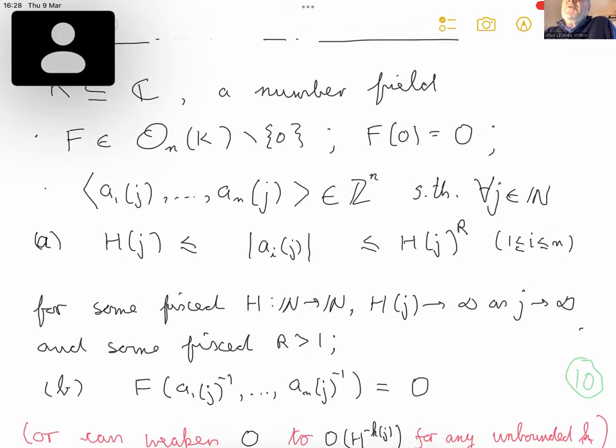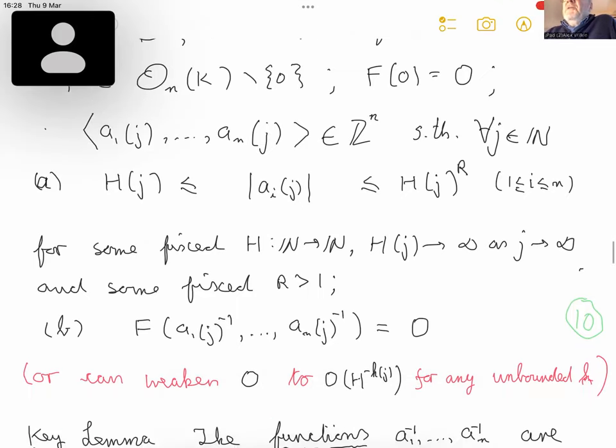Okay, now suppose we have a sequence of integer n-tuples, a1j up to anj, and suppose that there's some function h of j mapping natural numbers to natural numbers, which tends to infinity as j tends to infinity, such that each of these coordinates lies between h of j and h of j to the r.